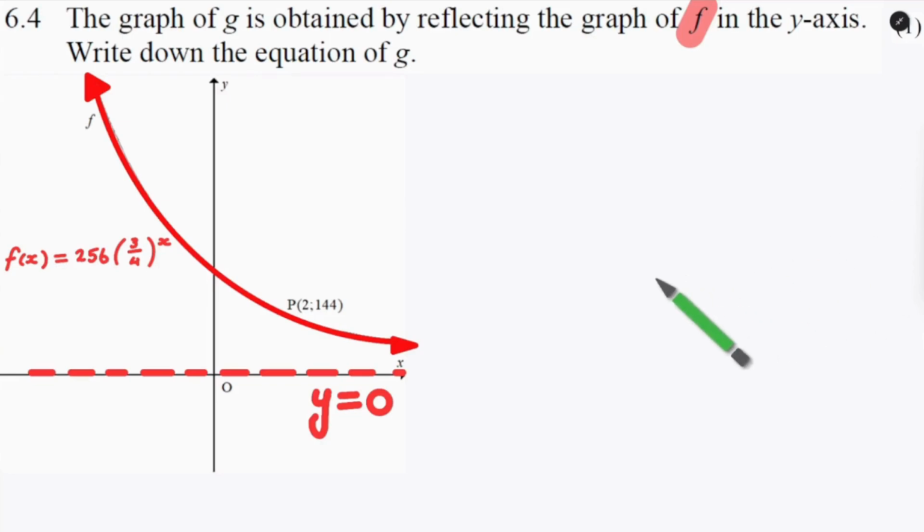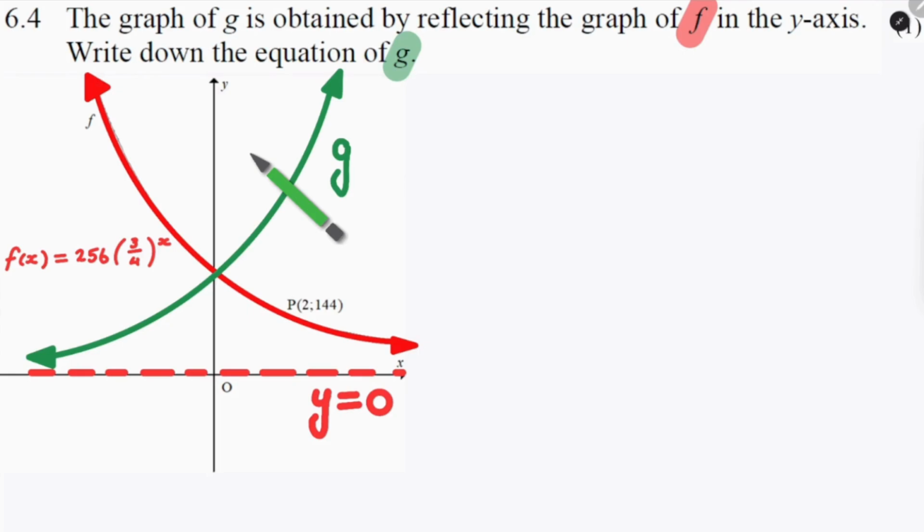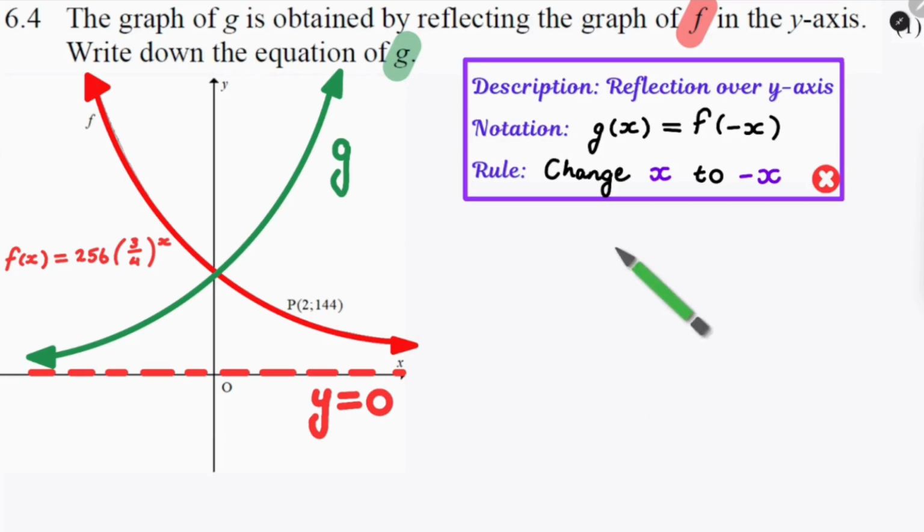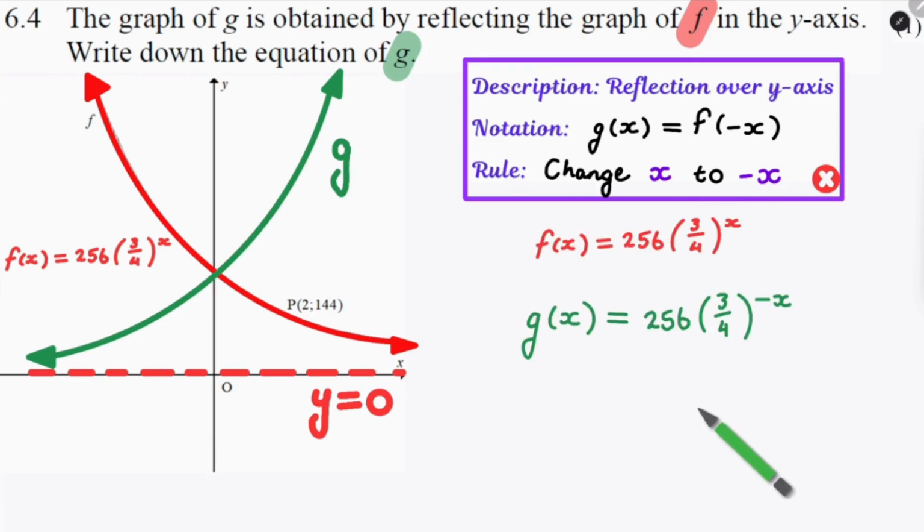In 6.4, there's a new graph g that is obtained by reflecting f over the y-axis, and we need to write down the equation of g. So we're going to reflect the red graph over the y-axis, and we will get this green graph g. And we're briefly going to go through this transformation. So the transformation is the reflection over the y-axis. The notation is when your x changes to a negative x. So if you see the negative inside the bracket in front of x, and the rule is to change x to negative x. So that's exactly what we do to get its equation.